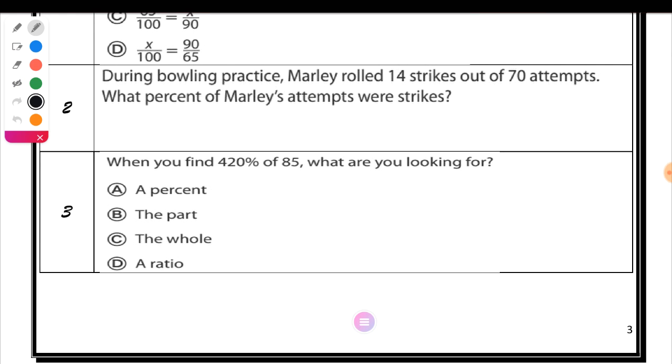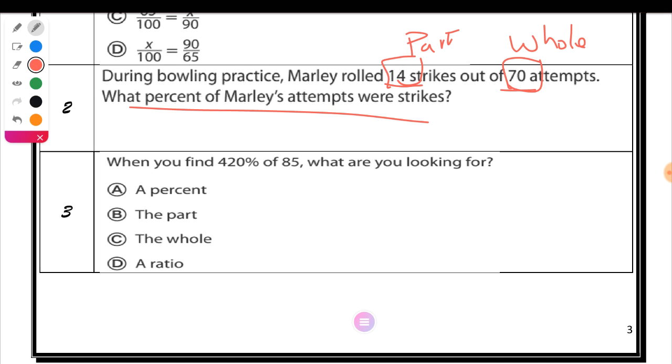During bowling practice, Marley rolled 14 strikes. Marley rolled what? 14. Out of what? So it's part out of whole. Okay, calculate the percent, please. He needs the percent. Okay? Easy by our formula.